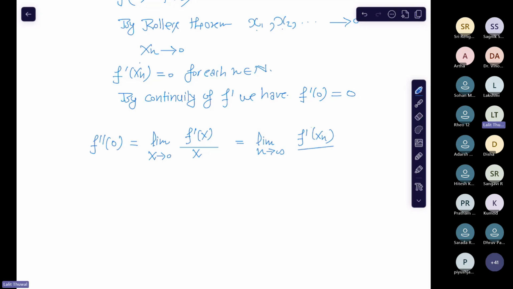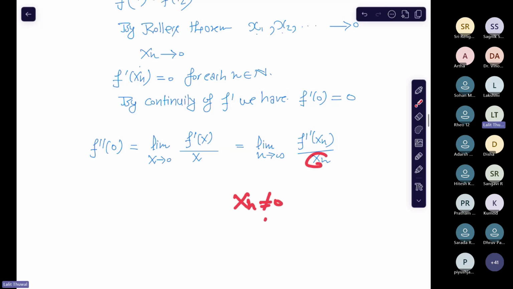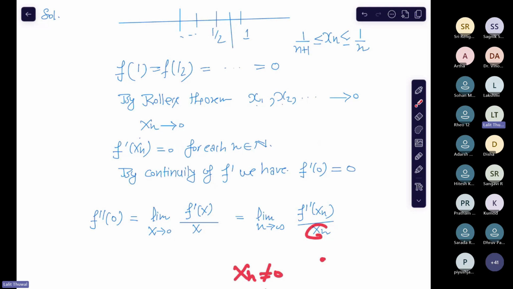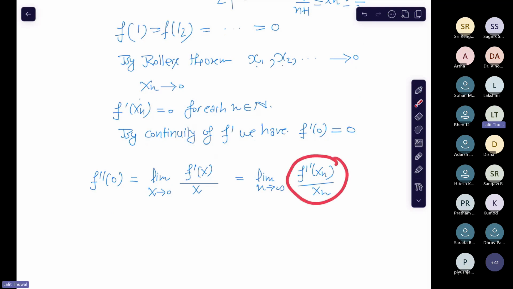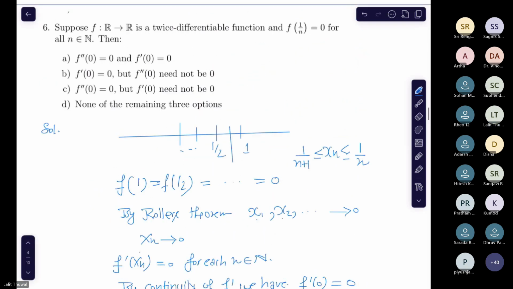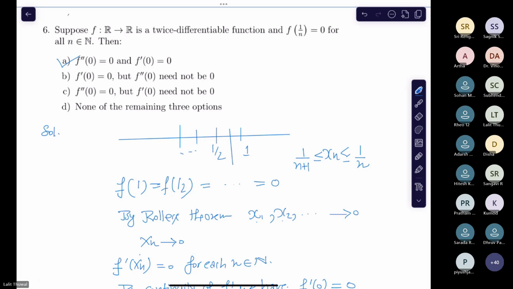Keep this in mind that this is well defined. Whatever I have written here is well defined because your xn is never 0. Okay, see where your sequence xn lies. It is in between these two real numbers, right? Now we have to find the limit of this sequence. This sequence is again 0, 0, 0. The limit of a constant sequence is 0. So in this way, we get that the derivative at 0 must be 0. Okay, so the first one is correct.